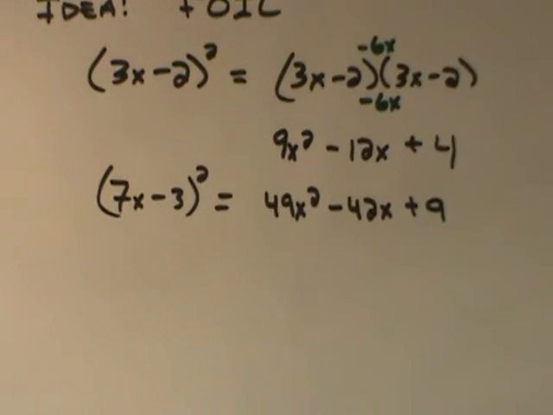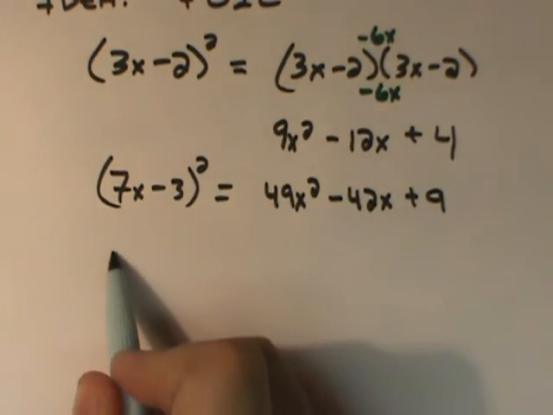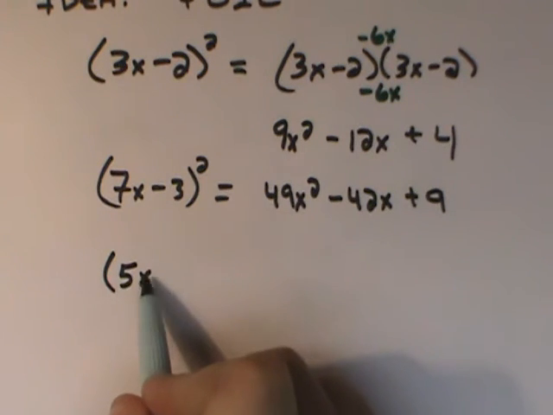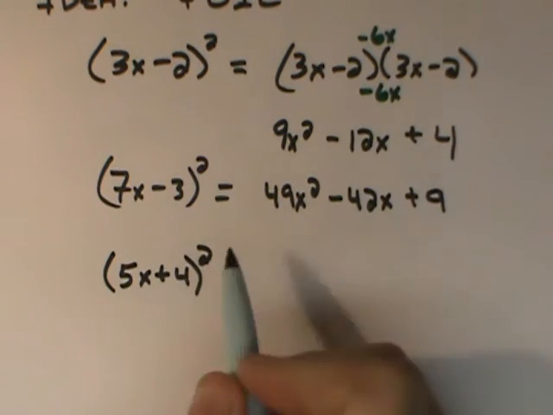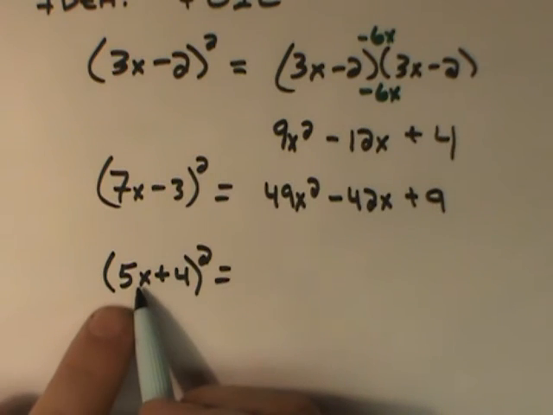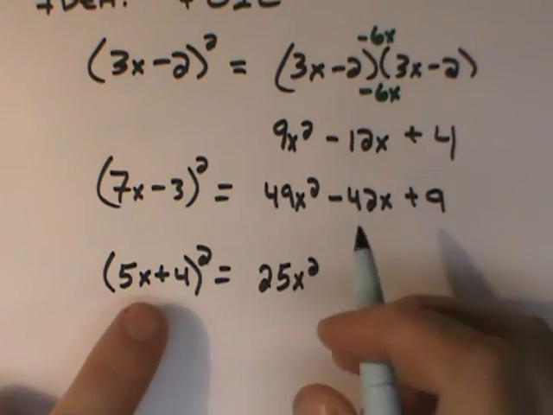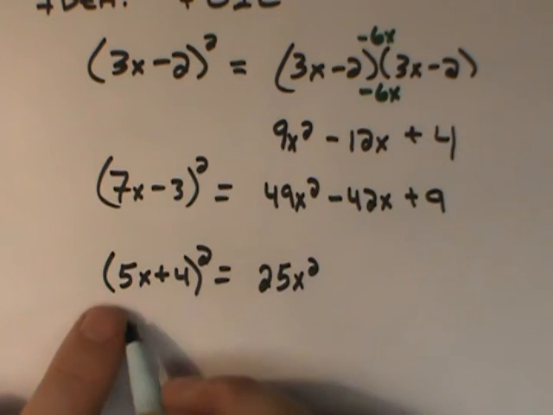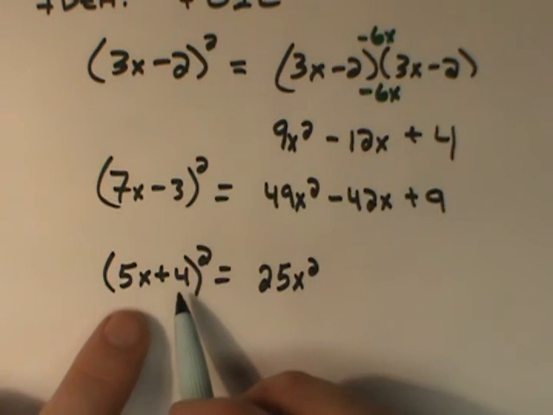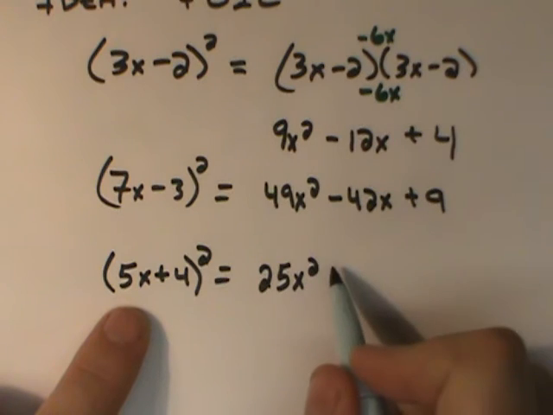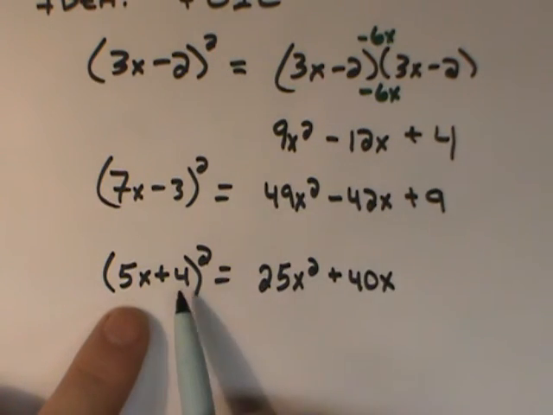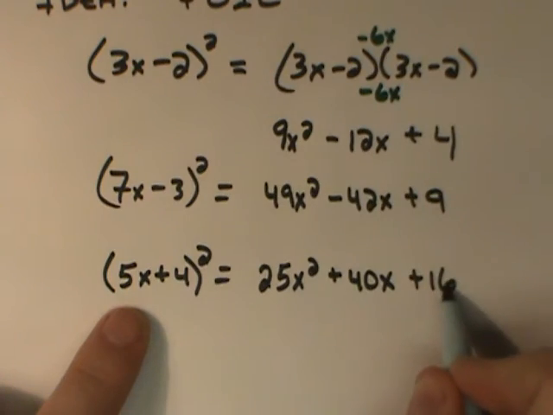I'll do a third idea here real quick. Let's say I have 5x plus 4 quantity squared. Square the first term, I get 25x squared. This product, 5x times 4, would be 20x. When I double it, it would be plus 40x. And of course we square the last term, plus 16.